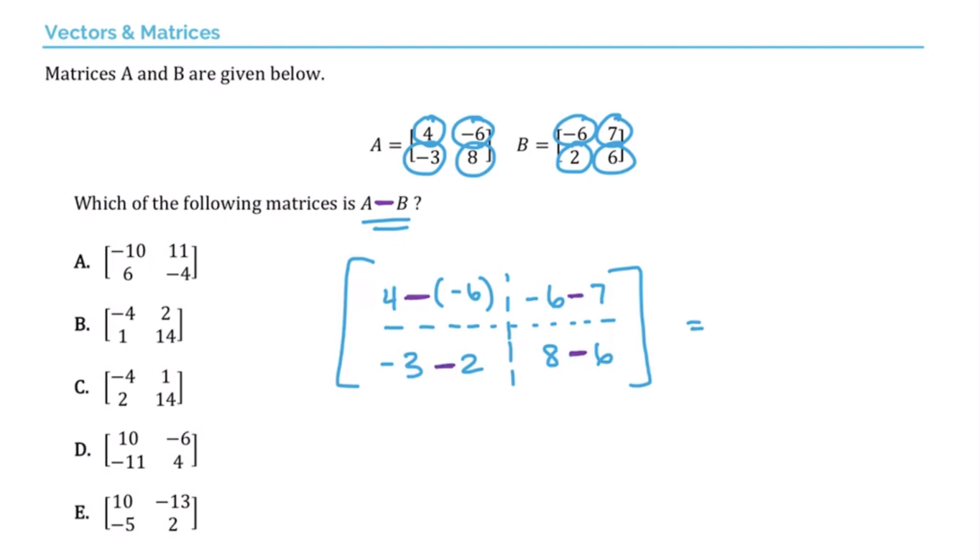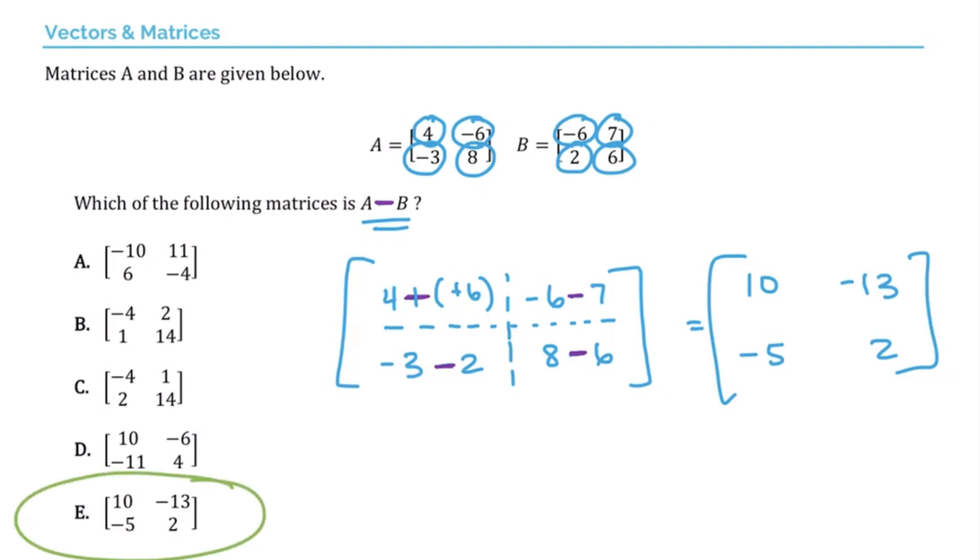So what do we end up with? Well, 4 minus -6 turns into 4 plus 6. Remember, anytime you minus a negative, you turn it into a plus. 4 plus 6 is 10. -6 minus 7 is -13. -3 minus 2 is -5, and 8 minus 6 is 2. So now we go to our answer choices. Which one has 10, -13, -5, and 2? And the answer is E.